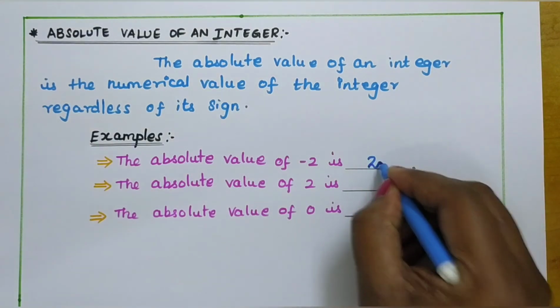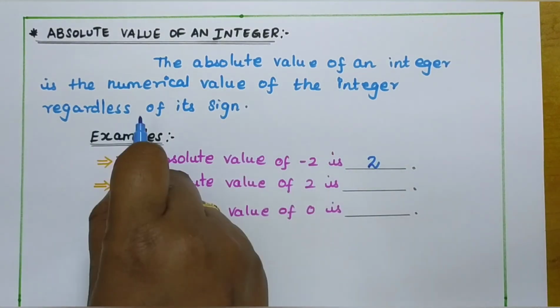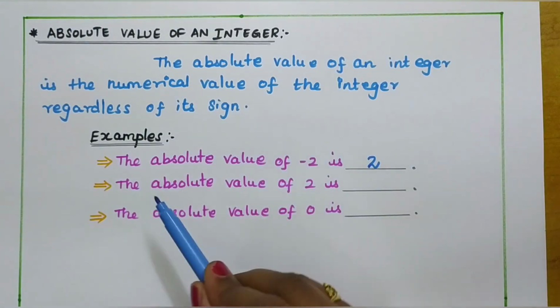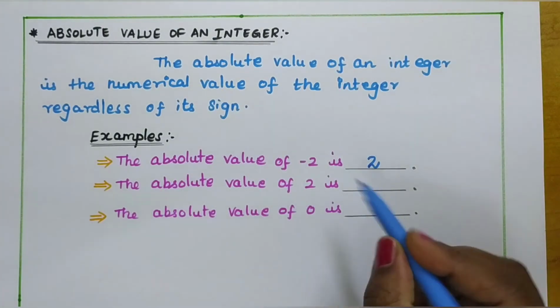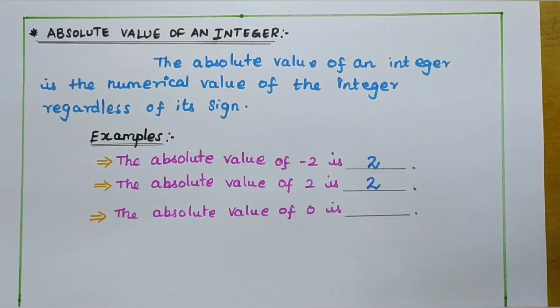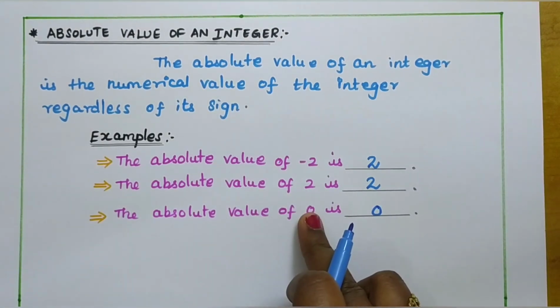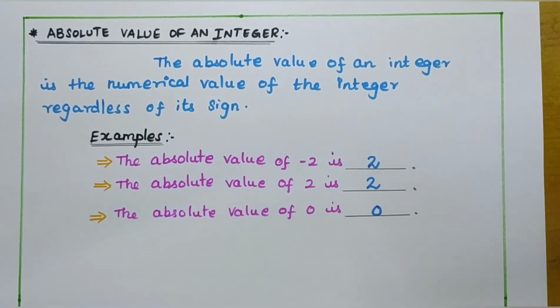We are not focusing on signs, because it is regardless of its sign. We just focus on 2. The absolute value of 2 is 2 only. Next, the absolute value of 0 is 0 only. We are just focusing on numbers, not on signs.